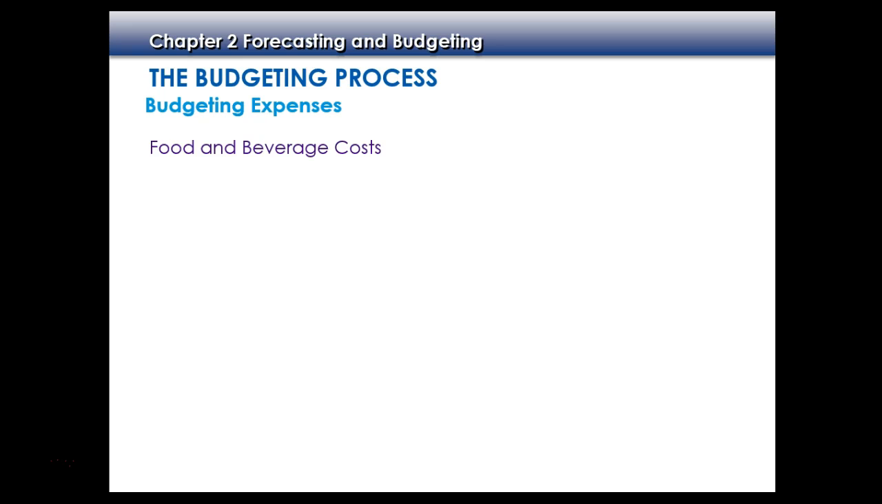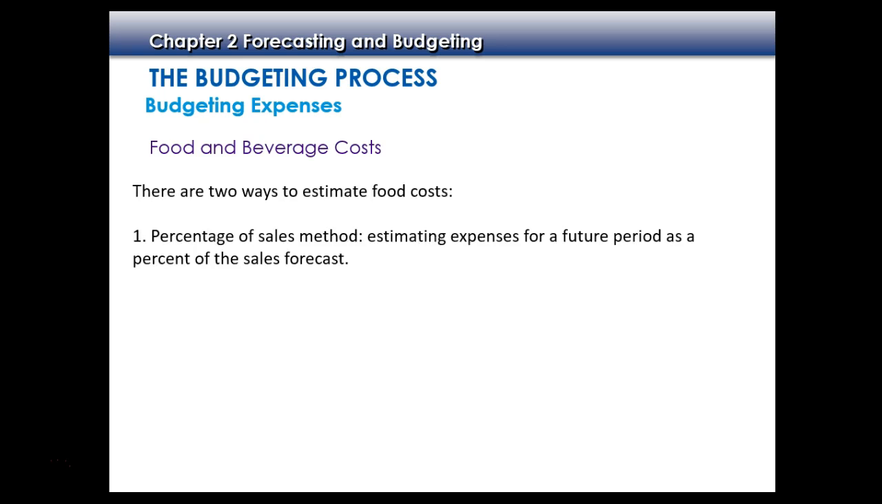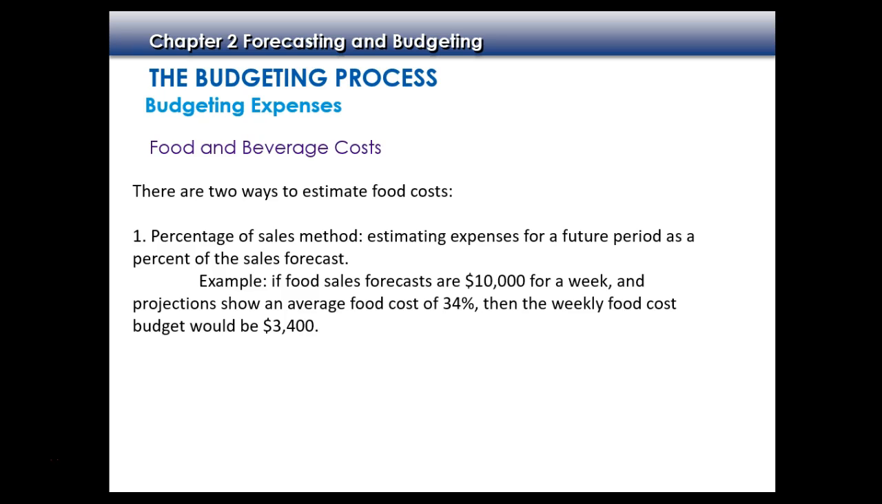So when you're budgeting expenses, the food and beverage costs, there are 2 ways to estimate the cost. We've kind of talked about this earlier. The percentage of sales method. Now another example, if food sales forecasts are $10,000 for the week and the projections show an average of 34%, then the weekly food cost budget would be $3,400.